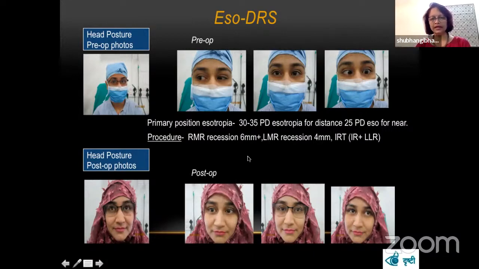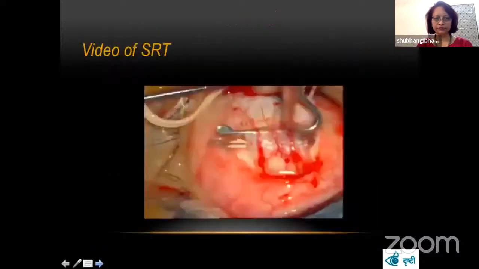So in this case, the left eye MR recession of 4 millimeter was done, and the other eye MR recession of 6 millimeter was done. And to improve the abduction, an IRT was done to left lateral rectus. Post-operatively, you can see that the head posture is corrected, and there's also some degree of abduction.